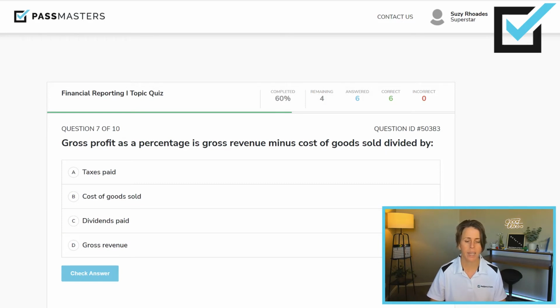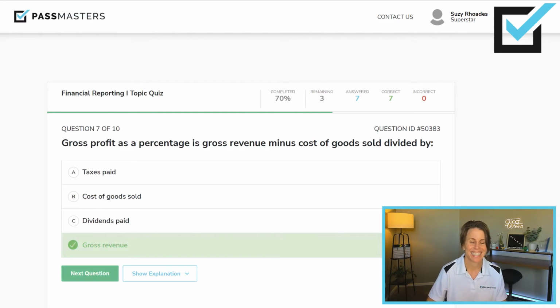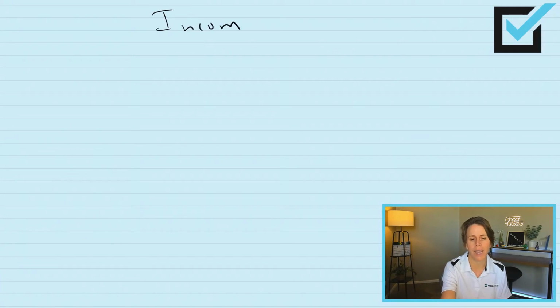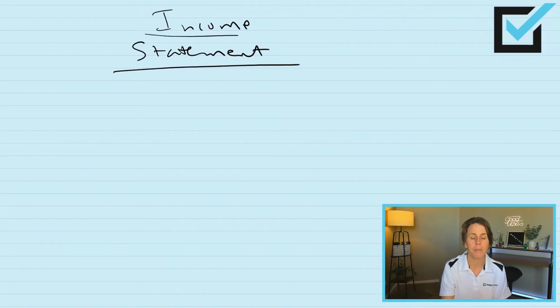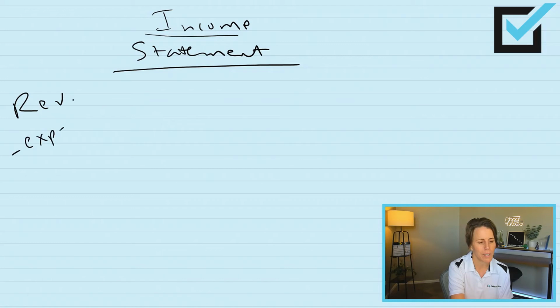Gross profit as a percentage is gross revenue minus cost of goods sold divided by gross revenue. I'm going to explain that one. So all of these things are coming from the income statement. So on the income statement, we have income and expenses. Now I'm not going to make a pro forma income statement. I'm just going to make a little bit of the income statement. It's a very generalized income statement. So if we said revenue minus expenses equaled either a profit or a loss.